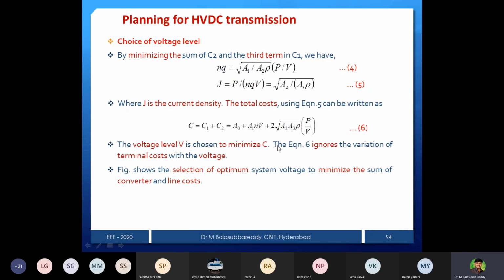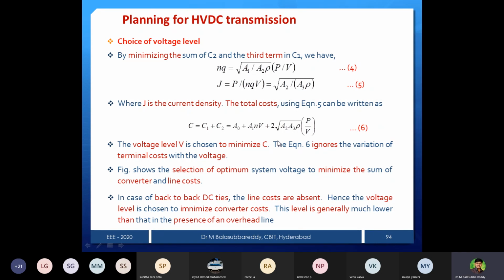Another one is the selection of optimal system voltage, which minimizes the sum of the converter and line cost. That is only the diagram I showed you. In the case of a back-to-back DC link, the line costs are absent. So in a back-to-back link, what will happen? We observe it near the stations, so the transmission line is not lengthy. So the line cost will be absent. Hence the voltage level is chosen to minimize the converter cost.